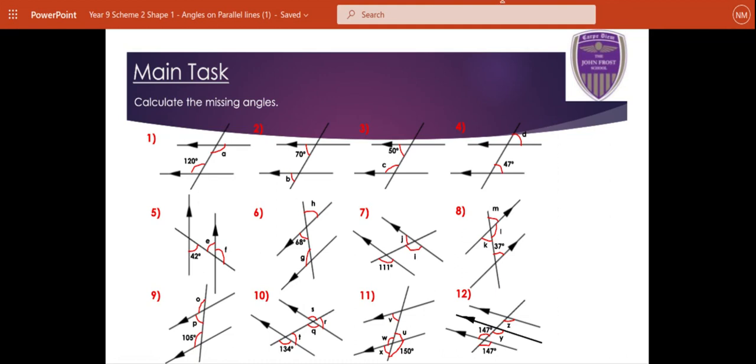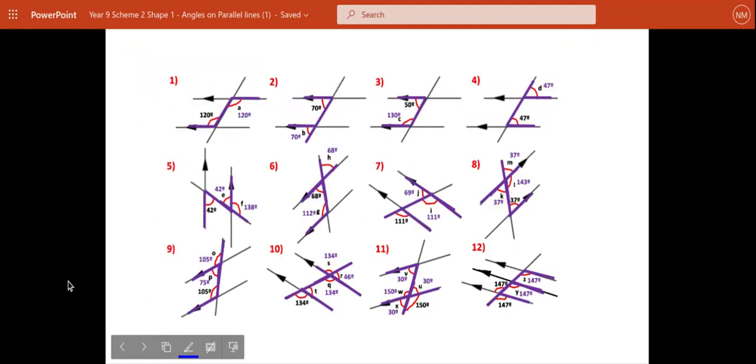Okay, welcome back then. I'm just going to do a quick time check. Right, so the answers to the main task are here. Just have a look at the different angles that you should have figured out and mark them.